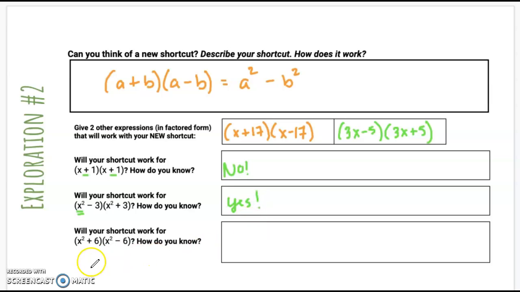We have to really think about those exponent rules when we're squaring it. Okay, and last question here. Will your shortcut work for x squared plus 6 times x squared minus 6? And again, yes, this should work, right? We have those opposite signs. That's really what we needed for it to work. It doesn't matter if the plus sign comes first or the minus sign comes first. But again, we want to be cautious with that x squared and really think about those exponent rules. What happens if you have x squared squared, right? This is a power of a power rule, so we would multiply 2 times 2, which gives us x to the 4th power.